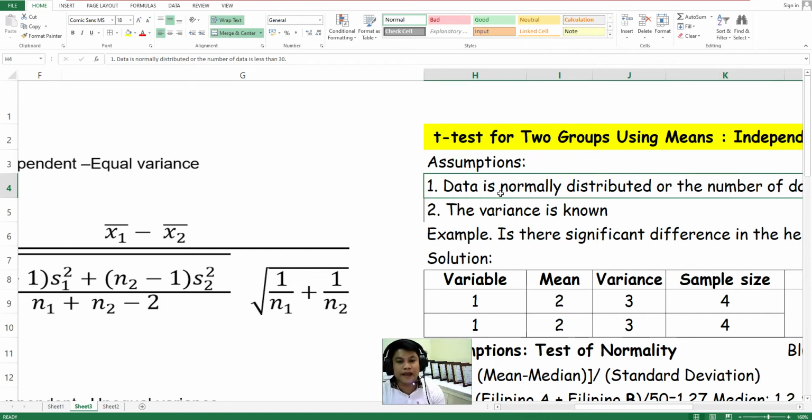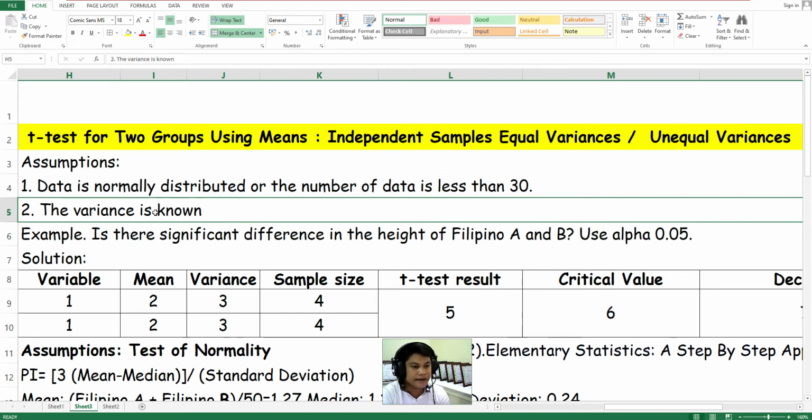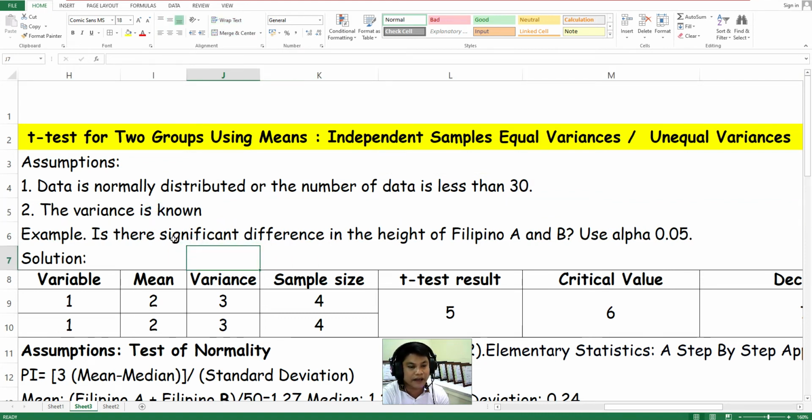The basic assumption is that the data is normally distributed or the number of data is less than 30. In our example, we have 28, so it belongs here. However, there are also many researchers who still use the t-test despite the number of data being more than 30, considering that it is still a sample and the population is too large, so they opted to use the t-test. There are also other statistical tests if you have more than 30. Another assumption is that the variance is known. If we cannot find the variance in the group, it is difficult for us to use the t-test.